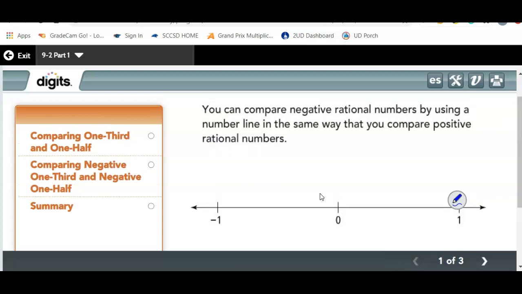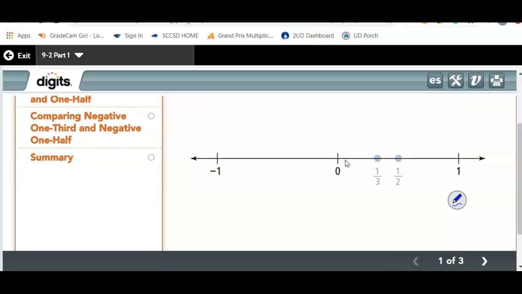Okay? So we're going to look at comparing 1/3 and 1/2. Which one do you think is bigger? Beckham? 1/2. So look here. 1/3 is to the left of 1/2 on the number line. So, 1/3 is less than 1/2. Okay. 1/2 is farther right. Similarly, 1/2 is to the right of 1/3 on the number line.